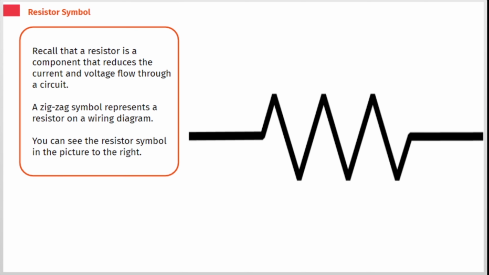Recall that a resistor is a component that reduces the current and voltage flow through a circuit. A zigzag symbol represents a resistor on a wiring diagram. You can see the resistor symbol in the picture to the right.